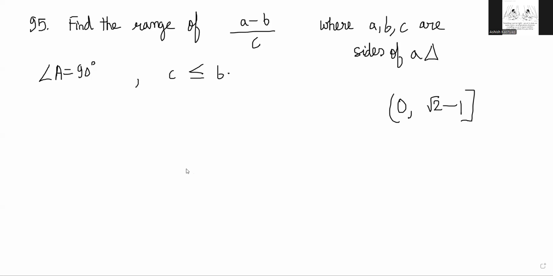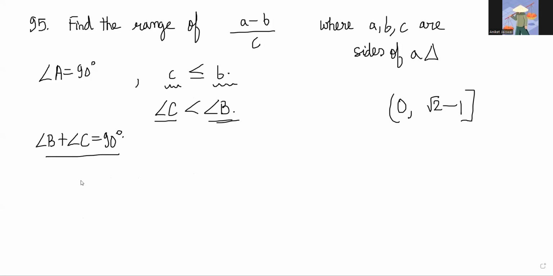So basically, angle A was given as 90 and C is less than or equal to B, right? That means angle C will be less than angle B, because larger side has larger angle opposite to it. So now we know that angle C is less than angle B, and we already know angle B plus angle C is 90. Because the angles add up to 90 and one of them is smaller than the other, we know that angle C should be between 0 and 45.